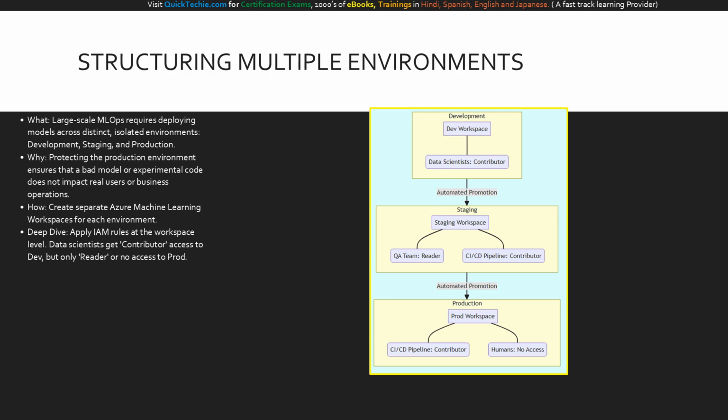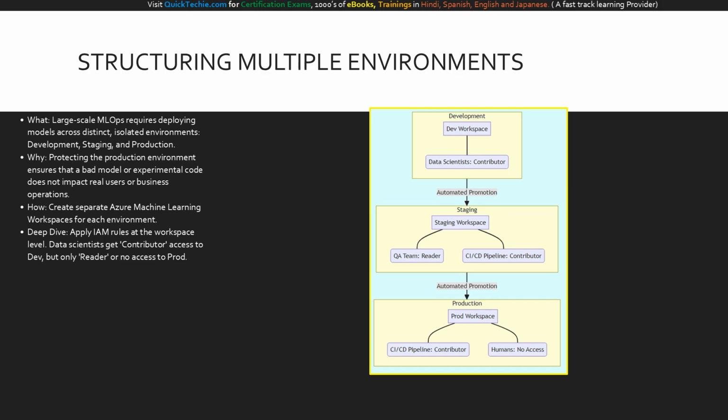Here is where IAM truly shines. By applying RBAC at the workspace scope, we enforce strict boundaries. Your data scientists might have contributor access to the development workspace, allowing them to experiment freely. However, in the production workspace, they are granted only reader access, or perhaps no access at all. Only the automated CI/CD pipeline using its secure service principal is authorized to push a model into the production workspace.